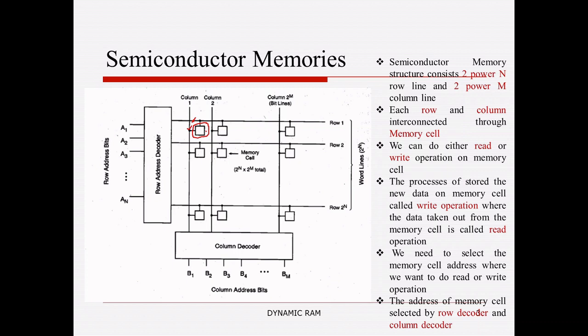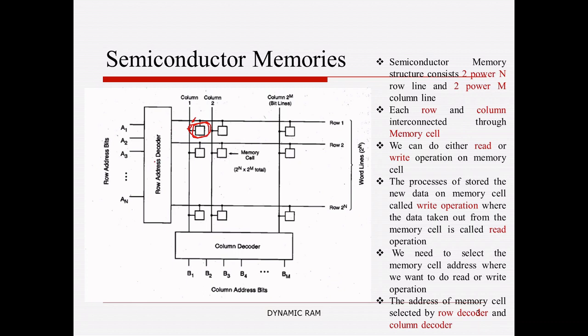The basic principle of any kind of semiconductor memory is that it does either a read operation or a write operation. A read operation means that information stored in the memory is transferred to some external device. A write operation means that information is communicated from an external device to the memory device.